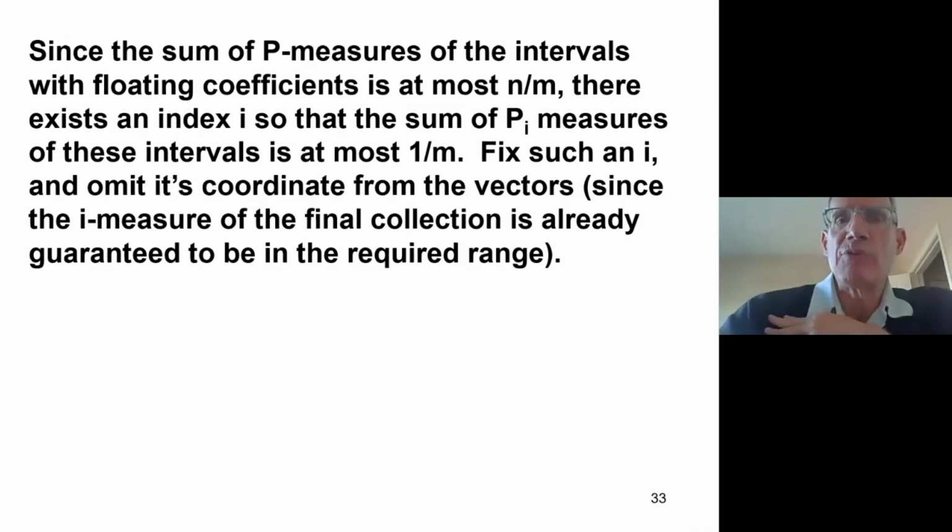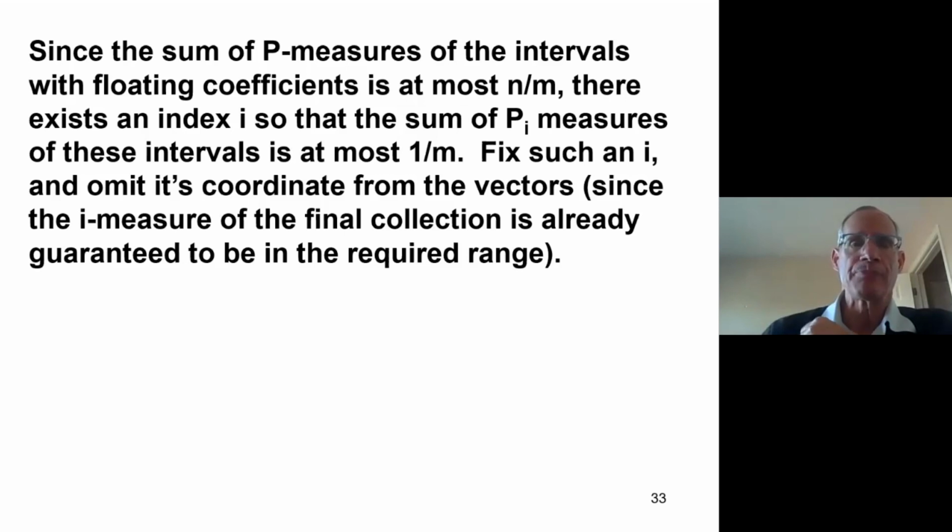So now the sum of the p measures of the intervals with floating coefficients is at most n/m, because we have at most n of them, and each one has a measure at most 1/m. Therefore there indeed exists some index i, one of our measures, so that the sum of the p_i measures of these floating intervals is at most 1/m, because there are n measures, and p is the sum of all of them.